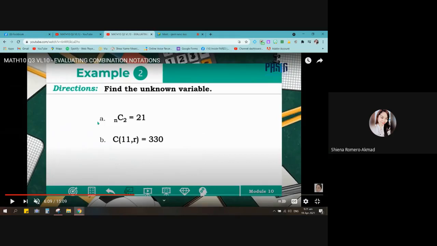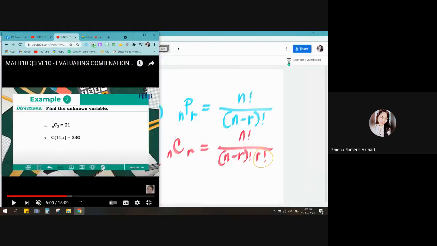While if you're going to find the unknown variable, that's combination of n taken 2 at a time, which is equal to 21. Solve natin yan. Pakita ko sa inyo yung solution.